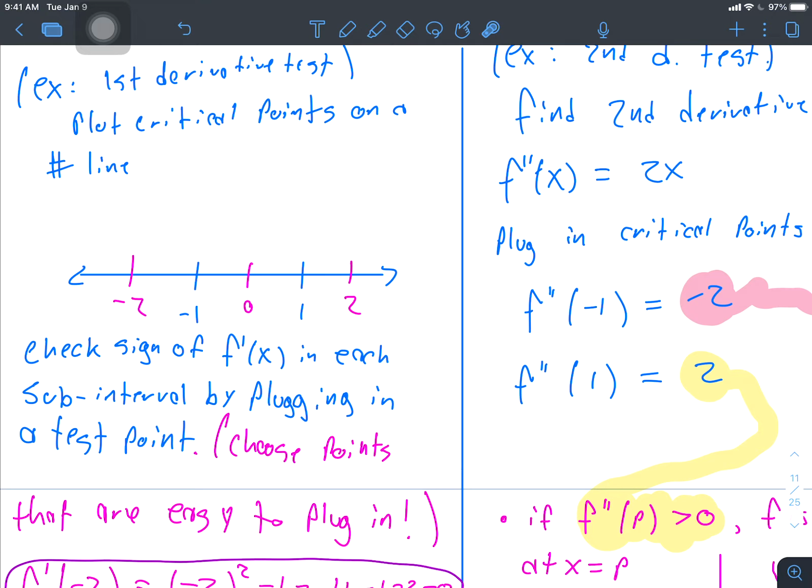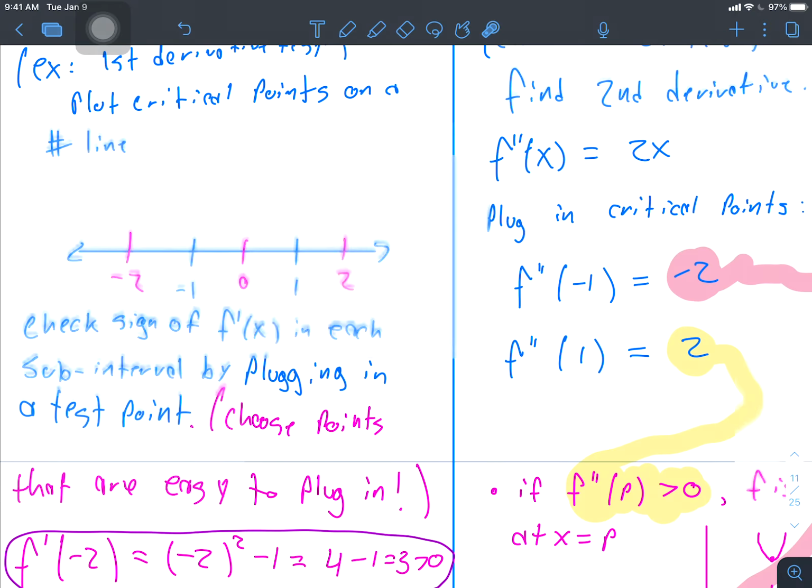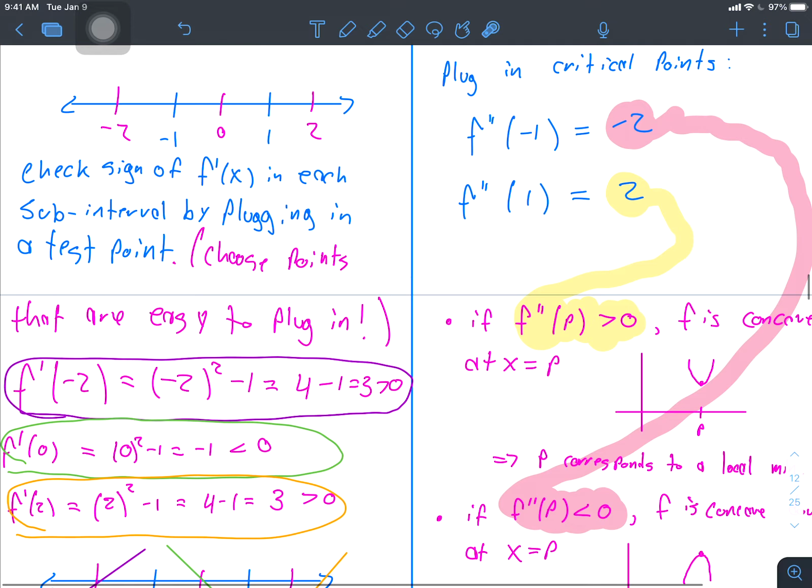And I like to choose points which are nice. So I like to choose 0 here instead of, I don't know, 0.159, because it's going to be easier to plug in 0 into the first derivative, which is what I need to now do. Okay, so I'm going to take each one of these test points and plug it into the first derivative. Remember, the first derivative was x squared minus 1.